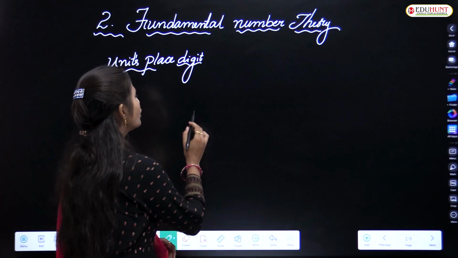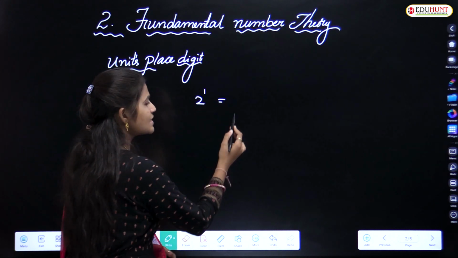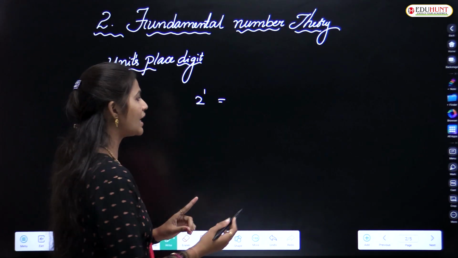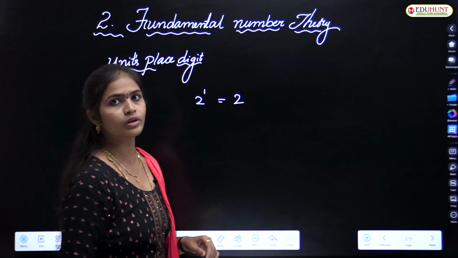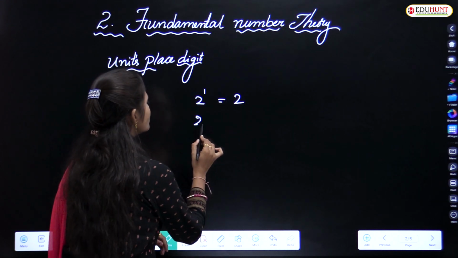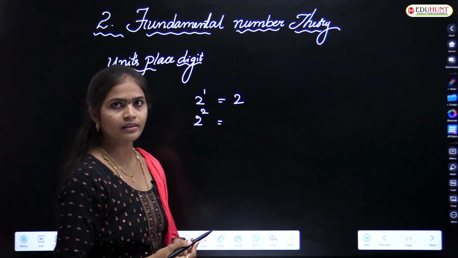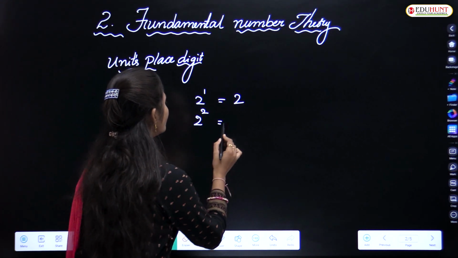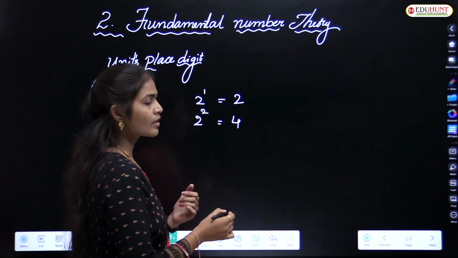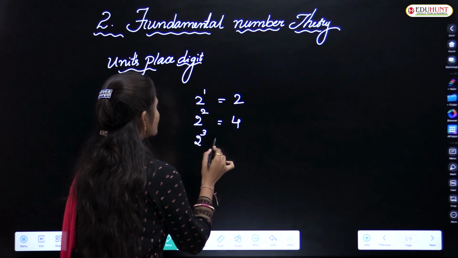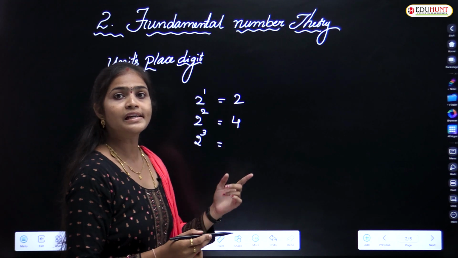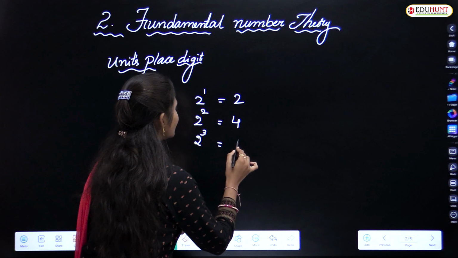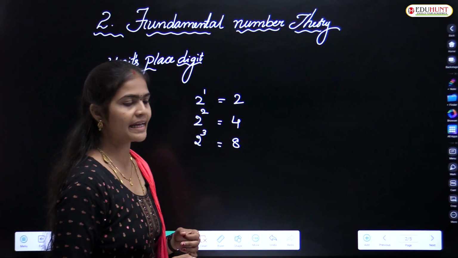For example, 2 power 1. What is the value of 2 power 1? 2 power 1 means 2 is there only one time, so its value is 2 only, no? Okay. So 2 square, what is the value of 2 square? 2 square means 2 multiplied by itself 2 times, yes or no? So that value is 4. And 2 cube means 2 multiplied by itself 3 times, yes or no? So that is 8. 2 2's 4, 4 2's 8.